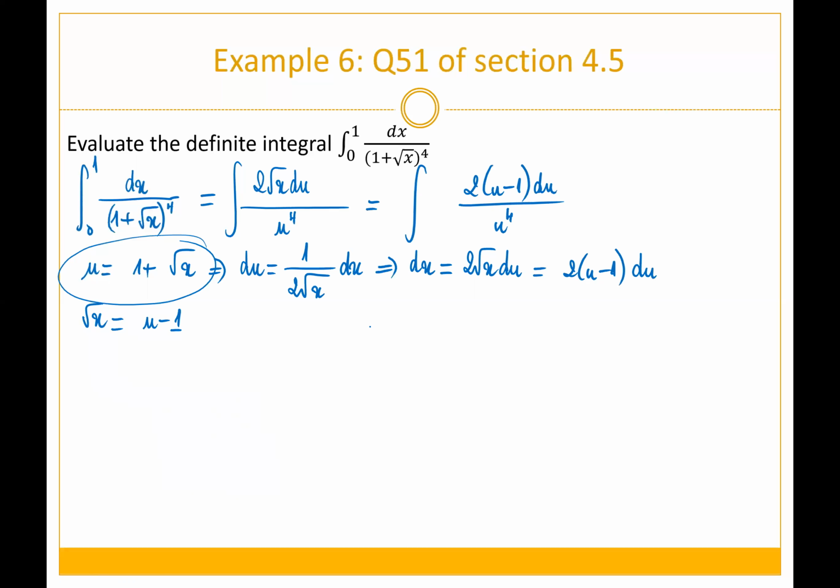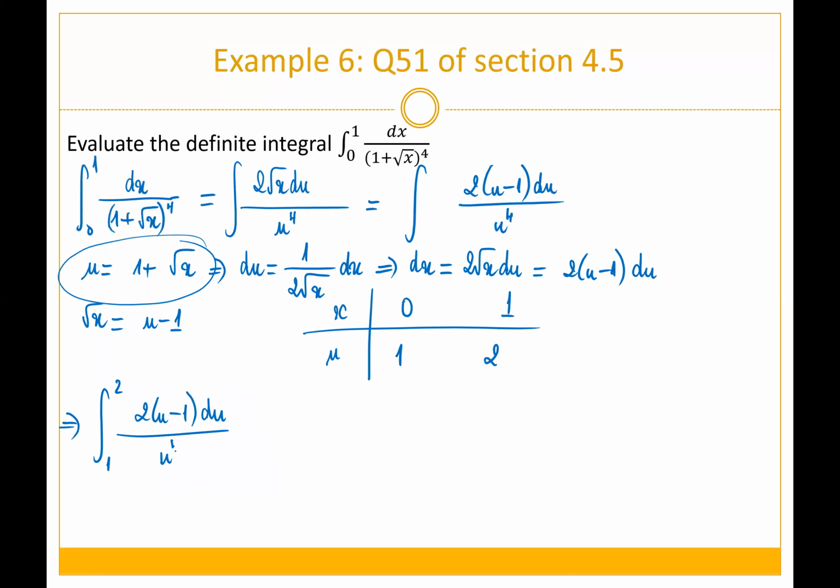Now let's do the change of variables because this is a definite integral. So you go from x to u, 0 to 1. It's going to go from 1 plus square root of x, so u is going to be 1 and 2. So here the integral is going to become the integral from 1 to 2 of 2(u minus 1) du over u to the fourth.